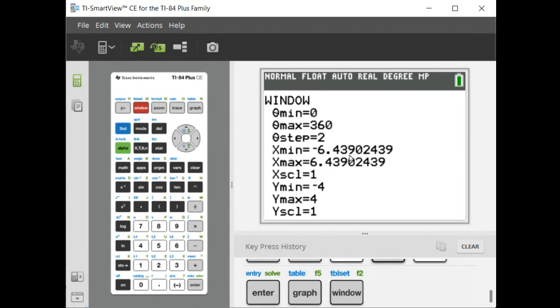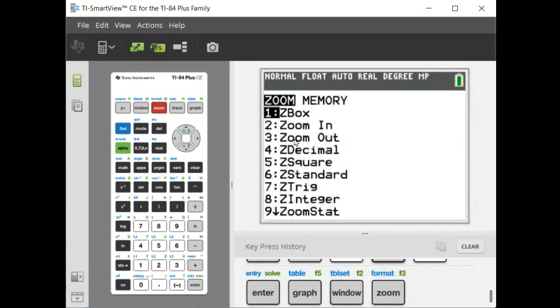Okay, I have this problem. I plugged it into my calculator. X minimum is -6.4. Yes, this is the calculator calculating this for you. But you can just put in -6 and 6. For y min and y max, you can put -4 and 4. And then when you hit zoom, hit zoom square. Is zoom square number 5? Yeah, number 5. And then you will have the graph.